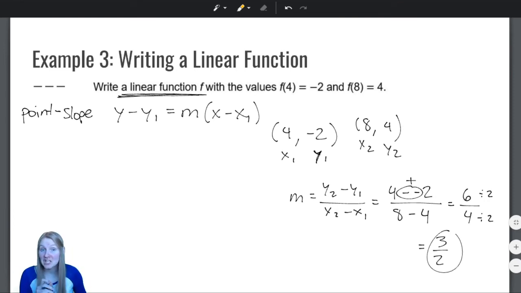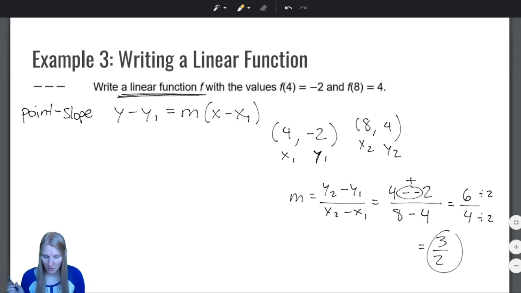And a pro tip: if you have an even number on the top and the bottom, you can always reduce it, because you can always divide by 2. Any even number is divisible by 2. That's the definition of what an even number is.